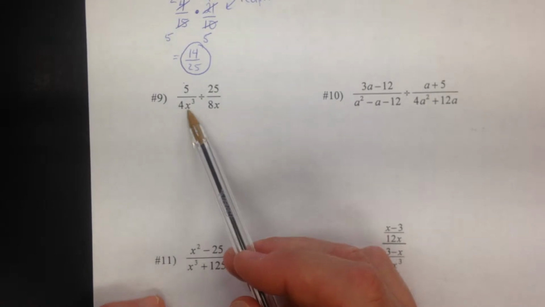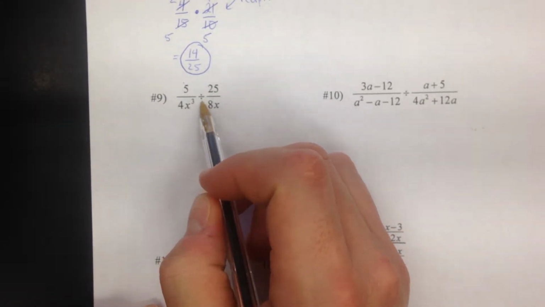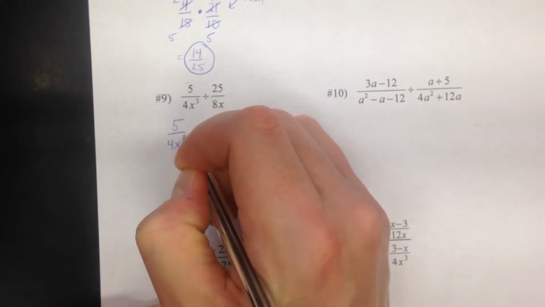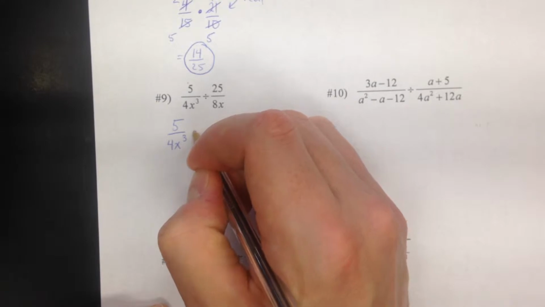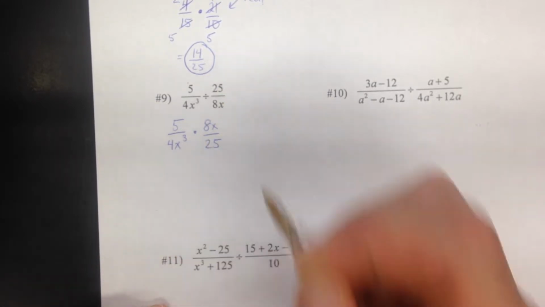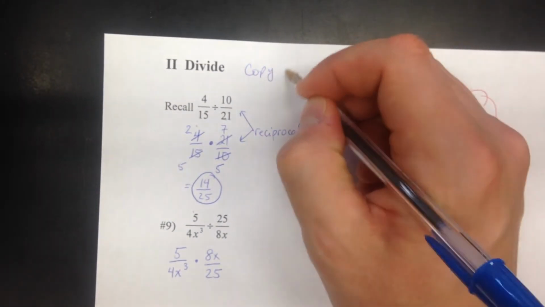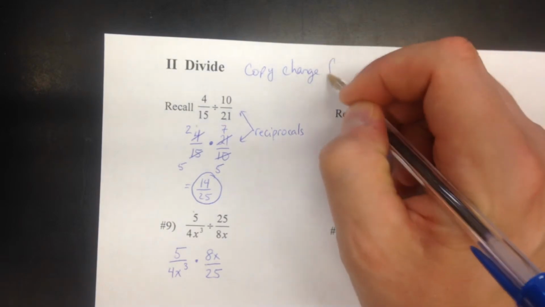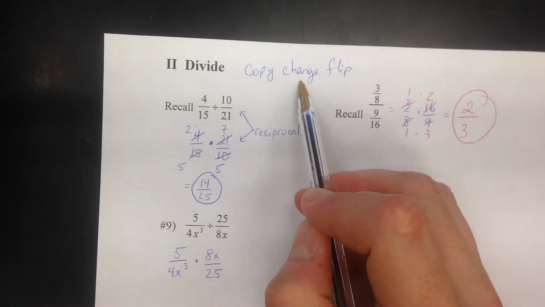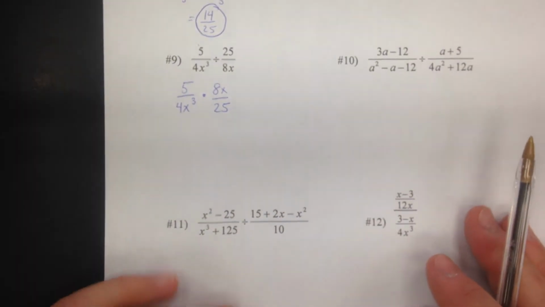Well, number 9, it's a division problem. First thing we're going to do is we're going to change it to multiplication. So we copy the first fraction, that does not change. We change the sign, we flip the second fraction. One thing that actually a student taught me a while back, the way that they learned it, their teacher said copy, change, flip. Copy the first fraction, change the sign from division to multiplication, flip the second fraction. That's kind of what the process is.